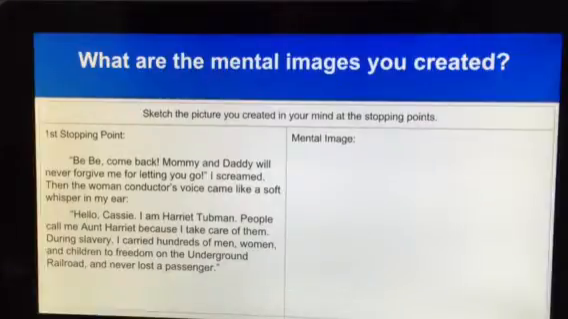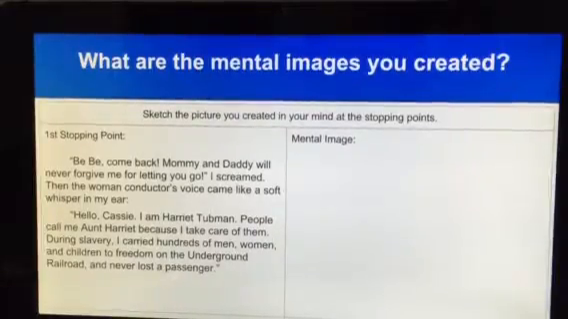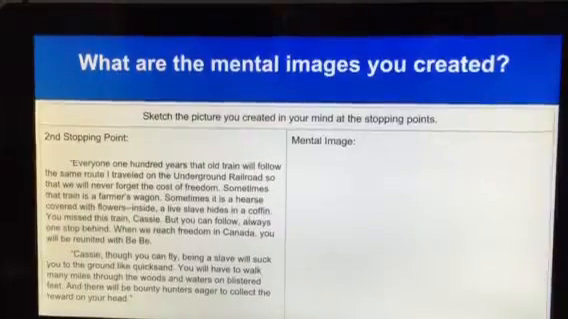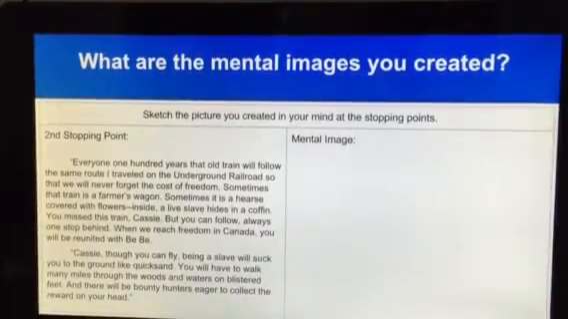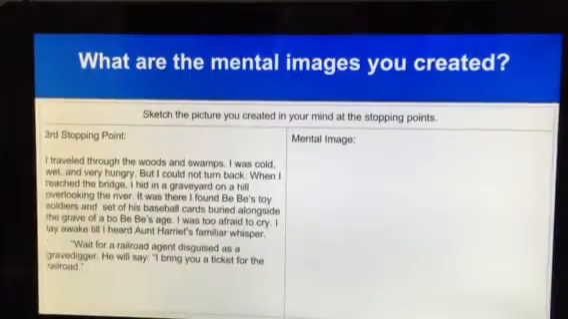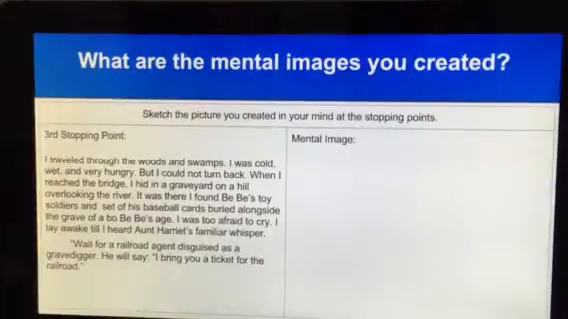Then on the right hand side, the students will have a space to draw a picture. The students will be given just a few minutes to just sketch the image that comes to their mind. Okay, we have our first stopping point, our second stopping point with a box to create a mental image. Okay, I did include the passage for all 3 stopping points. I feel it's important that they could read along with me. Also helps to differentiate for some of our more needy students.